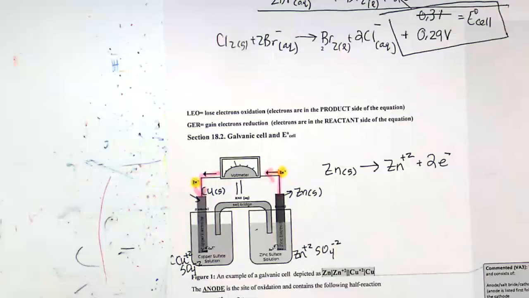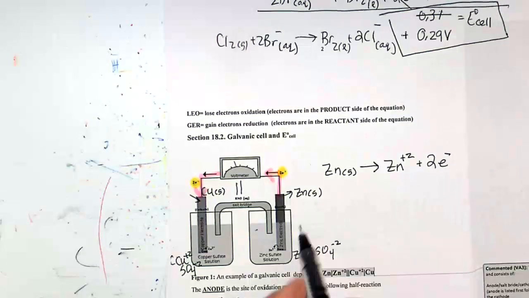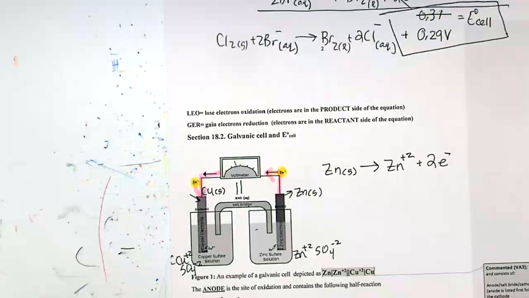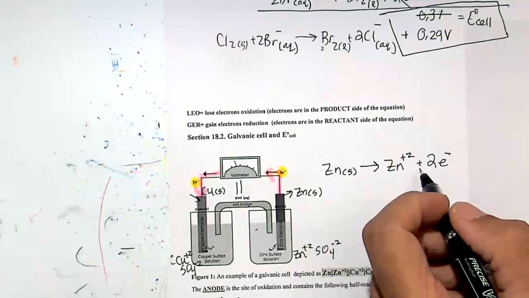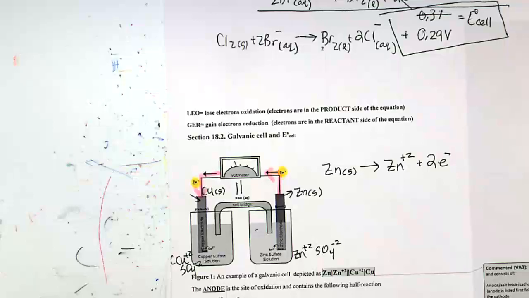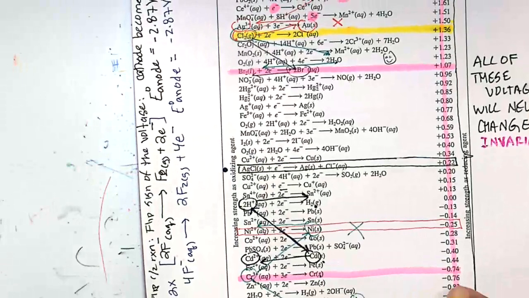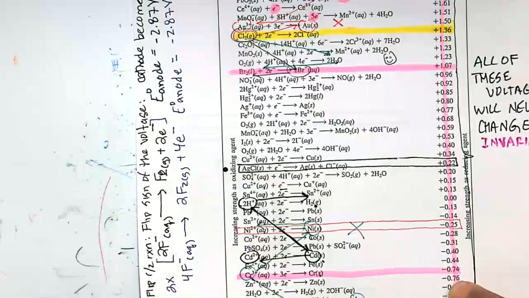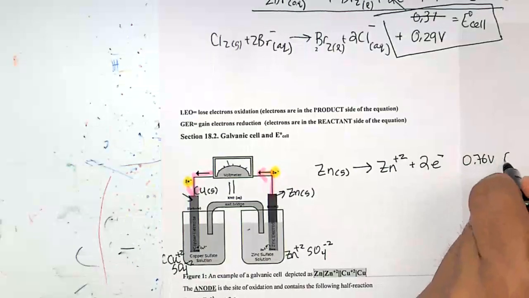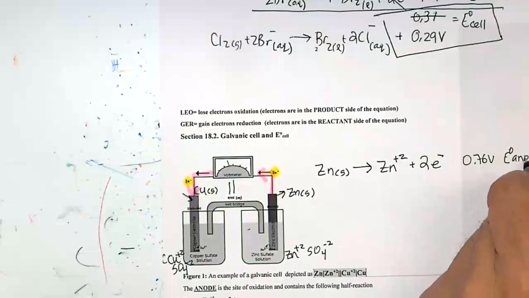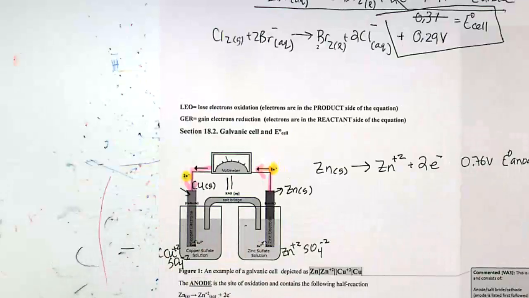And then they're going into the copper. So 2 electrons are coming out of the zinc, they're going into the copper. So 2 electrons are being lost from the zinc. This is an anode. And what we see here is the cathode. So it's not negative 0.76, but positive 0.76 volts. I'm going to call this E anode.